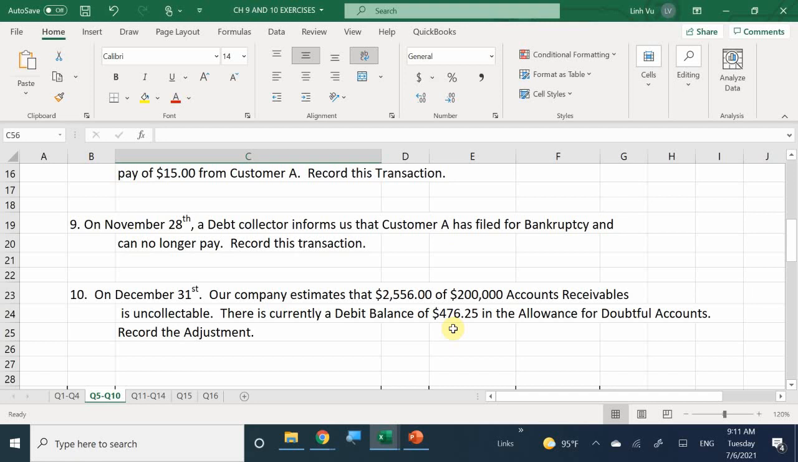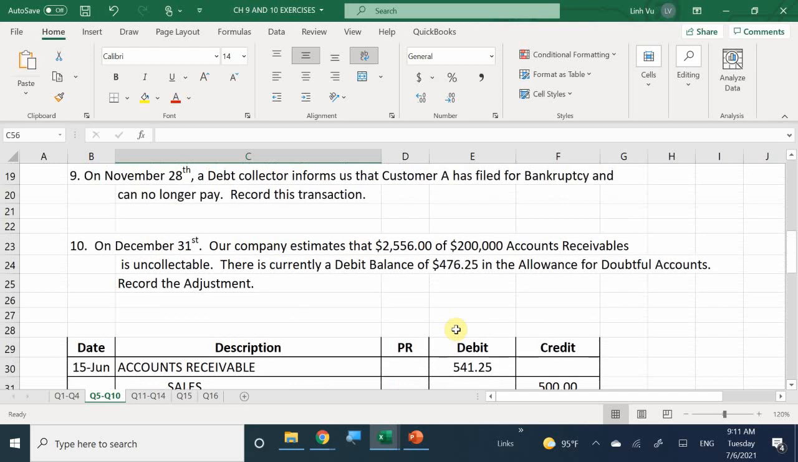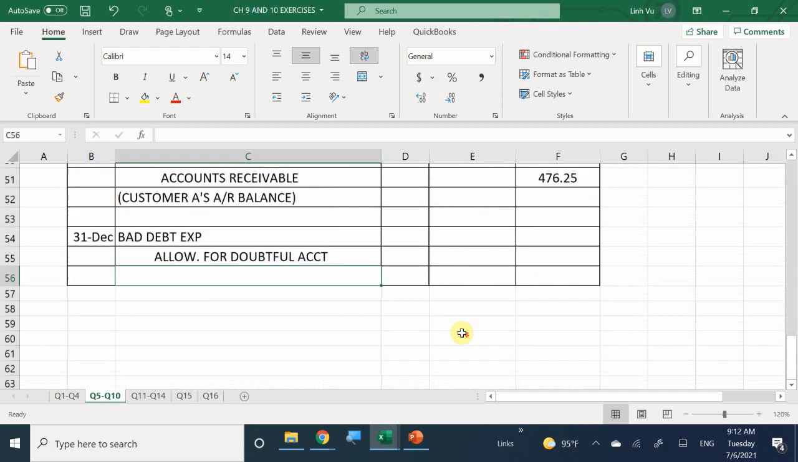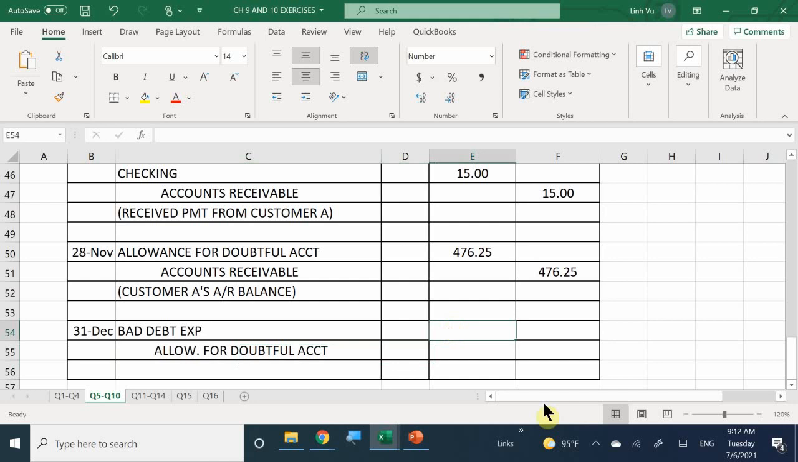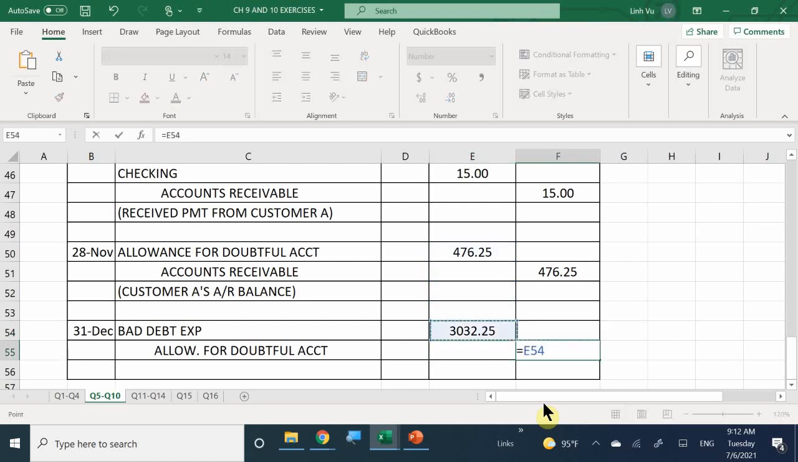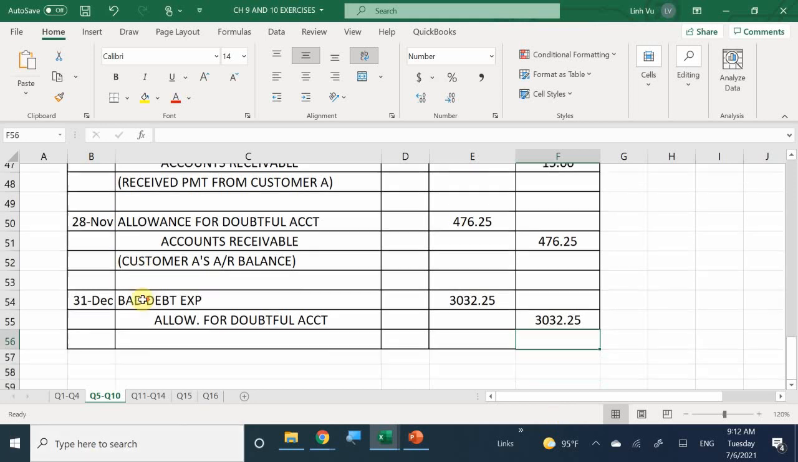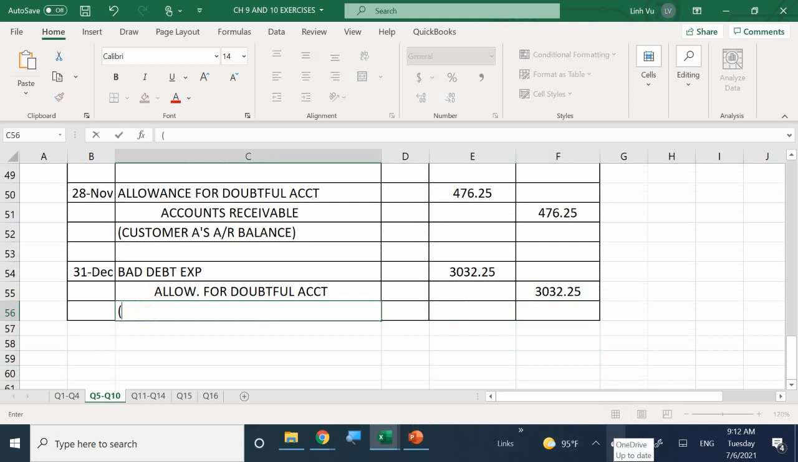So in this case, right, I'm going to be adding my estimated amount of $2,556 with my debit amount of $476.25. So how much is going to be my grand total that I'm going to be writing off? 3,032.25. Okay, good. 30, 32, 25. All right, and there's the allowance for doubtful accounts. So this is going to be to write off bad debt.